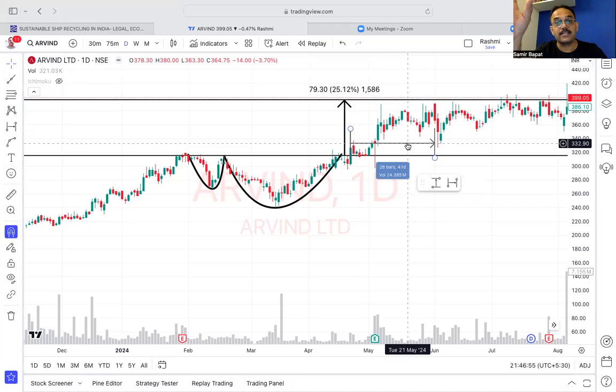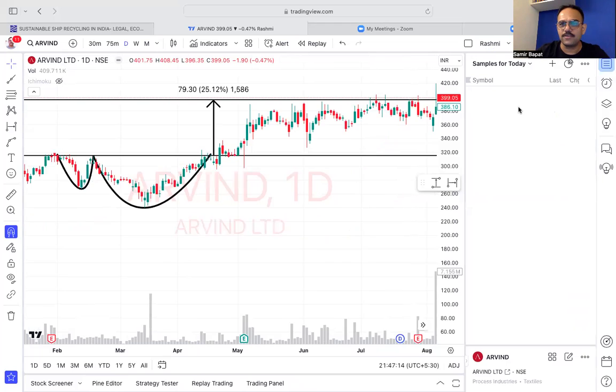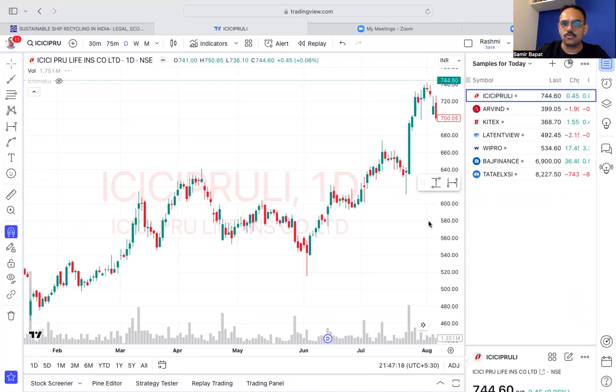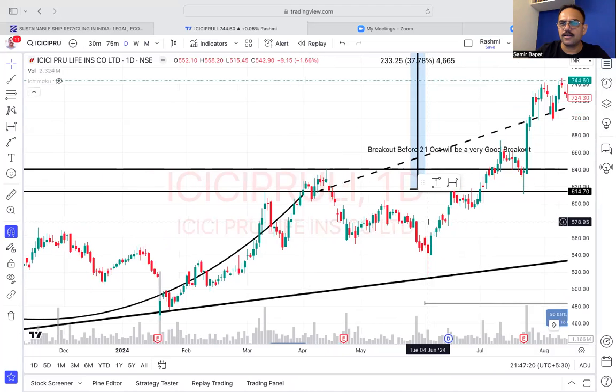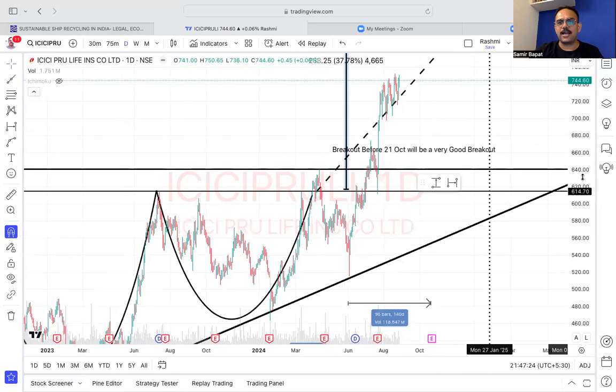Okay, don't take it as a guiding principle that it will reach in that much time. Roughly, it will reach in that much time. Okay, so it's not a law that it has to reach. Roughly, it will reach. Like even ICICI Prudential, we have, where I have marked.